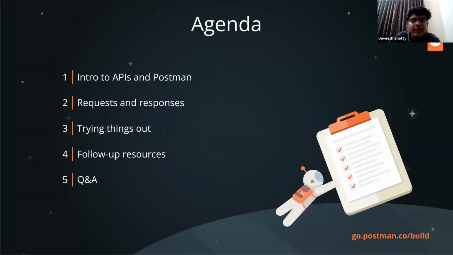Then the next topic is requests and responses. If you know the meaning in English, it's the same meaning in API as well, so you can relate to it quite easily, and I will explain that. Next, trying the things out. Here we'll have a hands-on session, so that you yourself can test out APIs and get hands-on experience on the Postman workspace, so that in future you can test APIs and create projects with APIs.